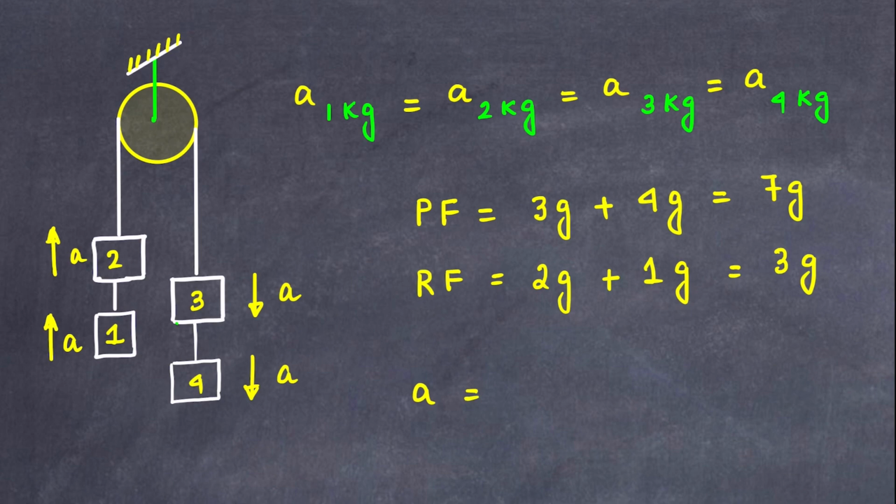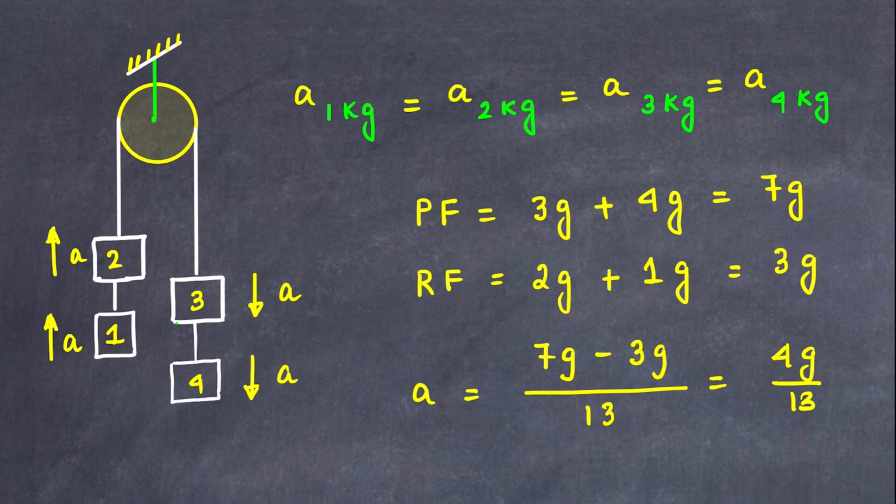Acceleration will be total pulling force, that is your 7g, minus total resisting force, that is your 3g, divided by the total mass. Now over here the total mass will be 4 plus 3 plus 2 plus 1, which will be equal to our 13. So from here we get that the acceleration will be our 4g divided by 13. So we can say that the acceleration of the 4 kg block will be downward 4g by 13, the 3 kg block will be downward 4g by 13, the 2 kg block will be upward 4g by 13, and the 1 kg block will be upward 4g by 13.